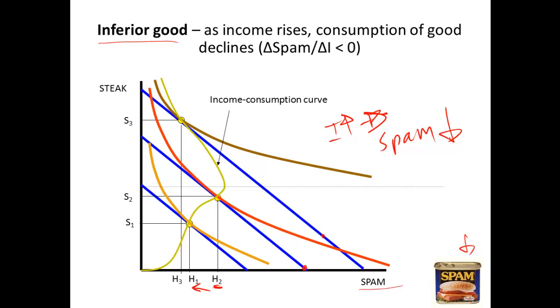Any good for which, when income rises, the quantity of that good consumed declines.